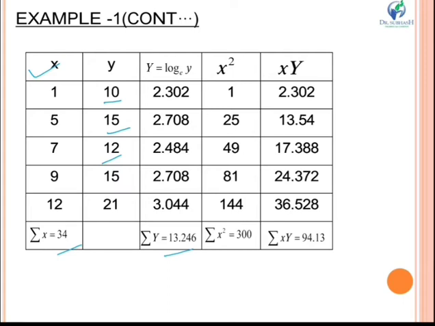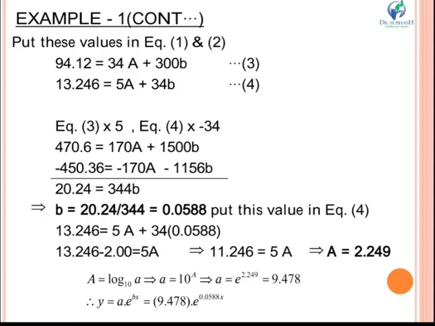Similarly, as in earlier examples, we will calculate x square and add these terms to get the summation of x square as 300. Again I will multiply small x and capital Y. On multiplying, I get these 5 values and I will add them. On adding these terms, I get summation xy equal to 94.13. Now I will put all these values in equation 1 and equation 2.